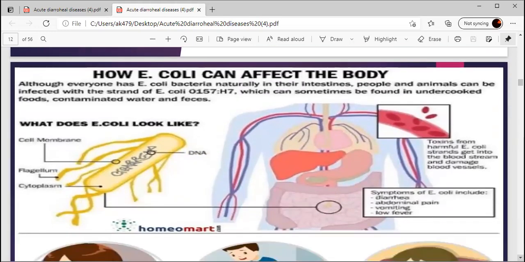This slide shows pathogenesis and transmission of E. coli. Although everyone has E. coli bacteria naturally in their intestine, people and animals can be infected with the strains of E. coli, which can sometimes be found in undercooked food, contaminated water, and feces. Symptoms include diarrhea, abdominal pain, vomiting, fever. Toxins from harmful E. coli strains get into the bloodstream and damage blood vessels.